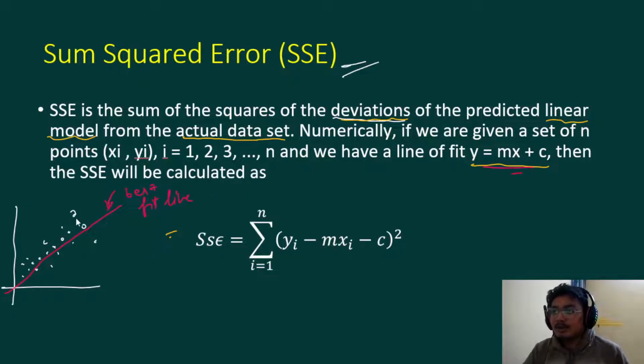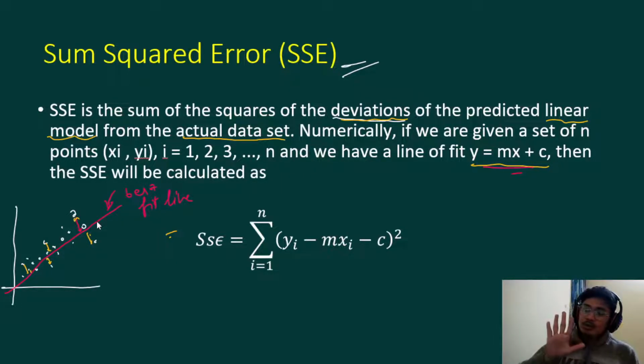SSE is basically this distance. You can see this distance from the point, this distance. So SSE will find the best suitable line from which the distance from every point to that line is minimum. That is what SSE calculates. SSE stands for sum squared error.